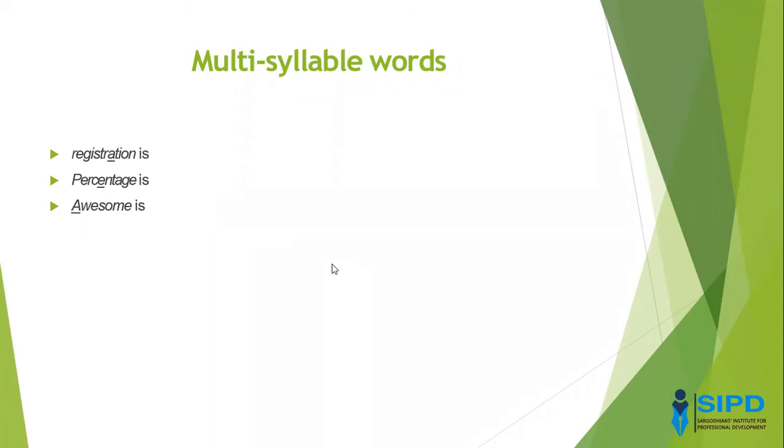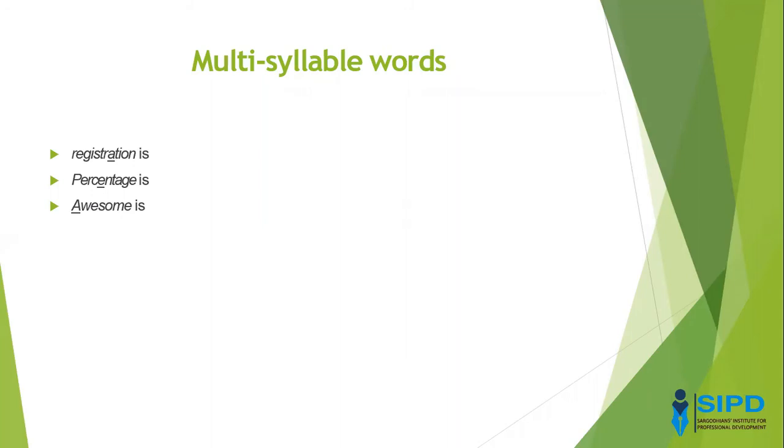Okay. Percentage, look at this syllable, the second syllable, cent. Percentage is gray, is red. Correct. Gray, registration is correct. Fine. Percentage is red. Very nice answer. Percentage is red.